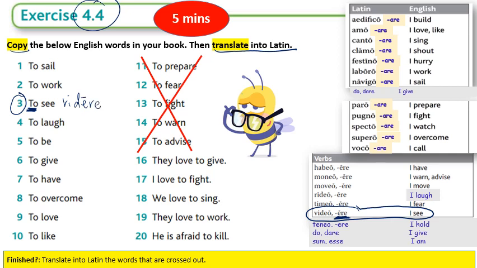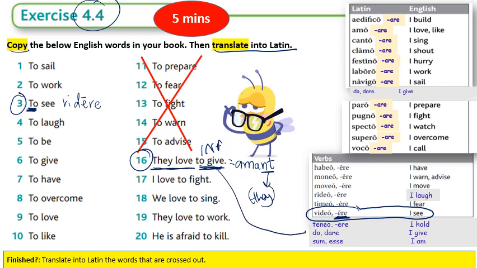Okay, let me do number 16. They love to give. Now, they love is a verb, to give is an infinitive. And this in Latin would be, they love is amant, because nt is for they, as you know. And to give is the infinitive of the verb do. It's dare in Latin. So amant, dare. They love to give. Take the next 5 minutes to go as far as you can in this exercise.